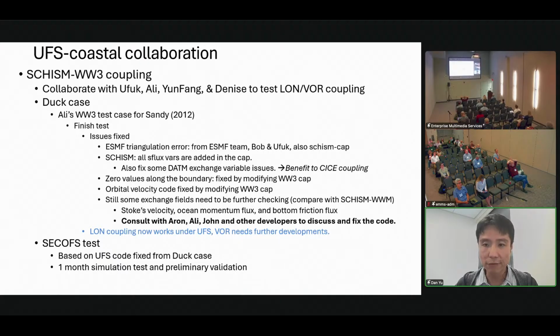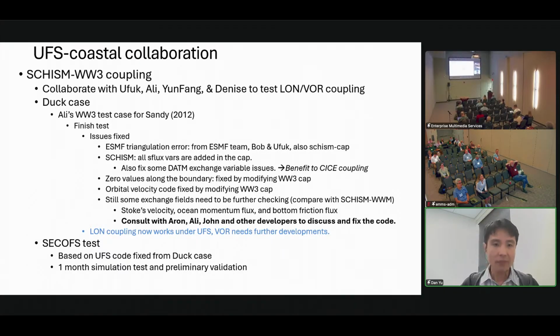So we start from the SCHISM wind wave model standalone and compare with the SCHISM and wave velocity coupling, compare its value carefully. And we found out there's a certain issue in the wave velocity cap. For example, along the boundary, we have some zero value, and this has already been fixed, and some orbital velocity looks not right.